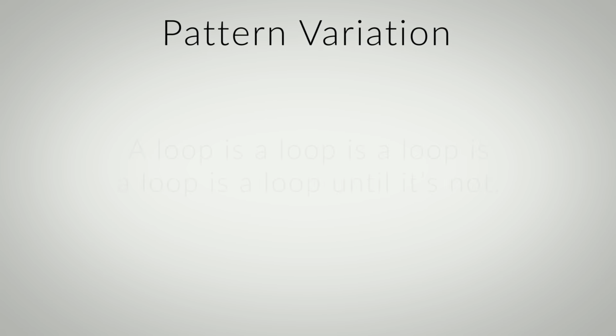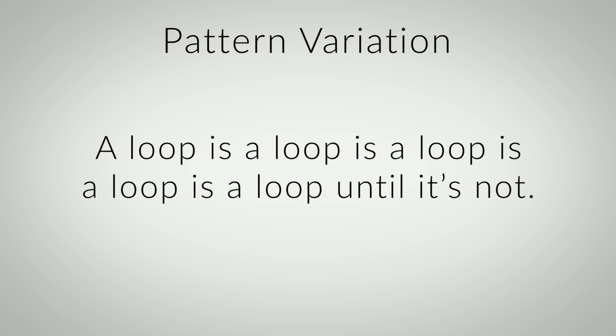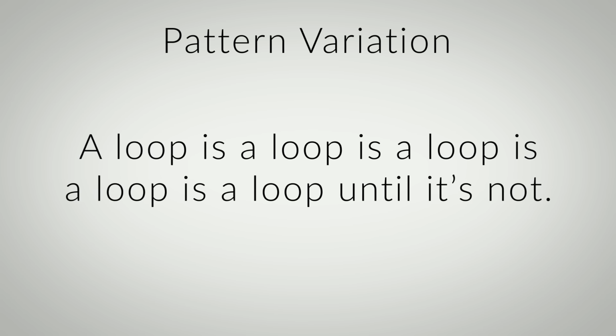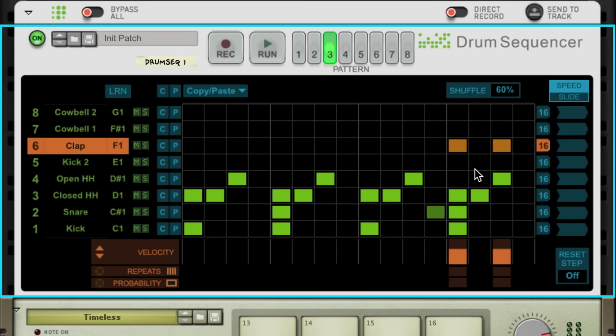There are, of course, other ways to introduce variation and character into our drum programming, and some of them get downright experimental. One way is using what's called polyrhythms. Instead of automating pattern switches to get variation, we can use simple math. I'll show you what I mean back on pattern 1.